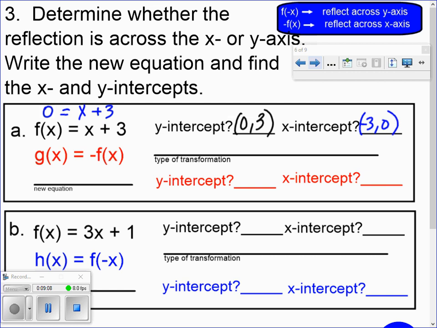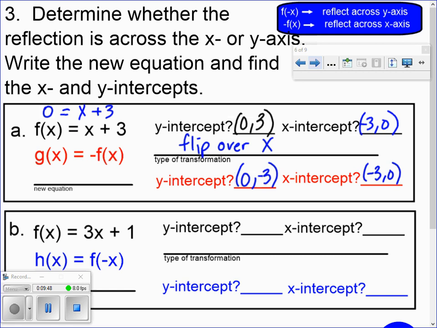Okay, this is helpful for us. If we're looking at g of x equals negative f of x, this is a reflection across the x-axis, so a flip over the x. This tells me that the x-intercept is going to stay the same, so I'm still going to have an x-intercept of (-3, 0). The y-intercept is going to change, and if you remember from our observation before, if the x-intercept is the one that's staying the same, then the y-intercept, when it reflects, will be the opposite. So instead of (0, 3), it will become (0, -3).